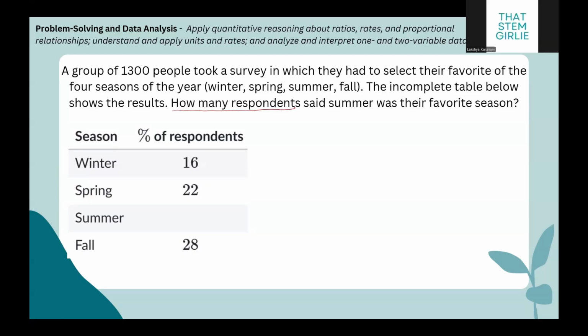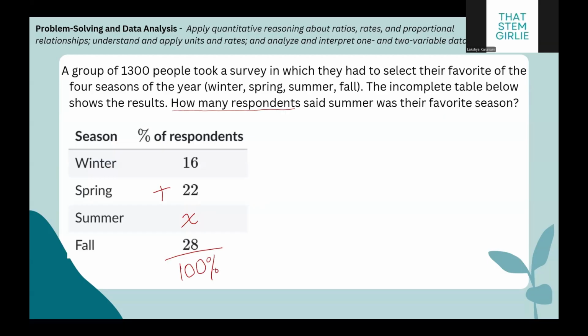So this actually gives you 2 steps, right? Because the table that they have provided here is giving you the percent of respondents that said that each of these seasons is their favorite. And we're missing the percent of respondents that said that summer was their favorite. So first thing we want to do is find what percentage of the total respondents said summer was their favorite. To find that, we know when you add all of these percents up, it has to get you 100%.